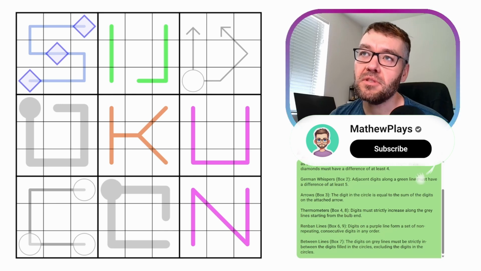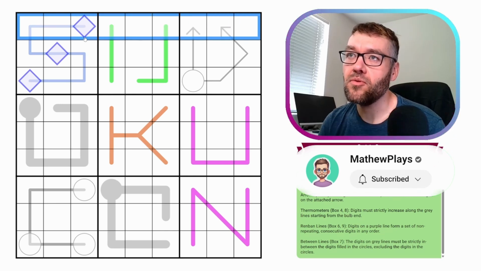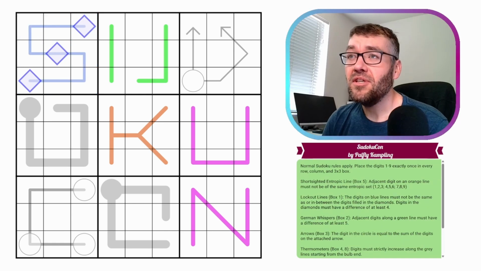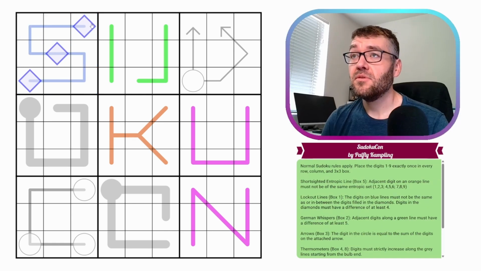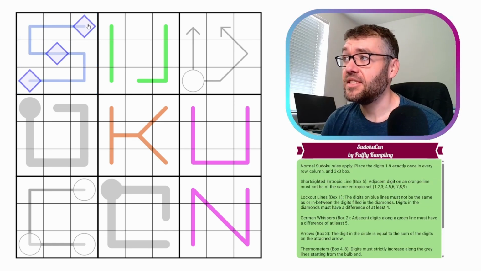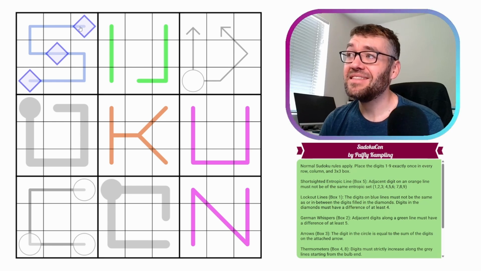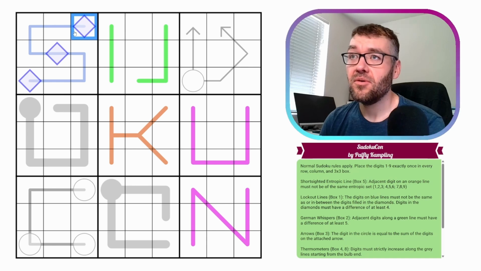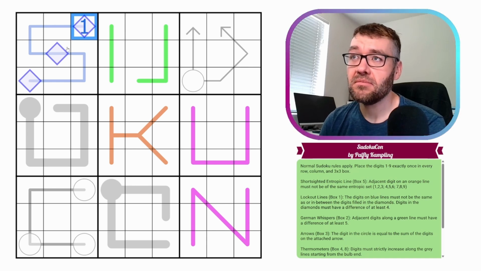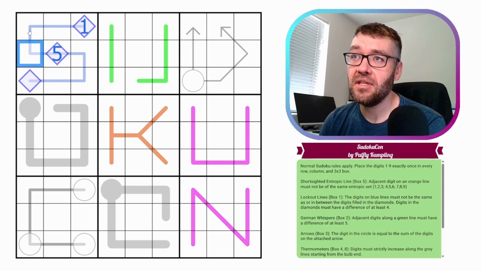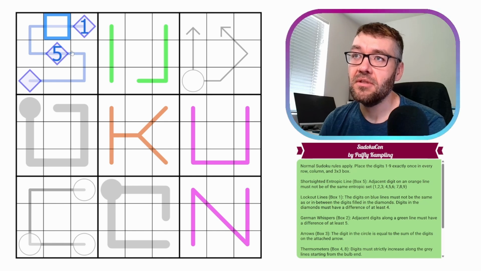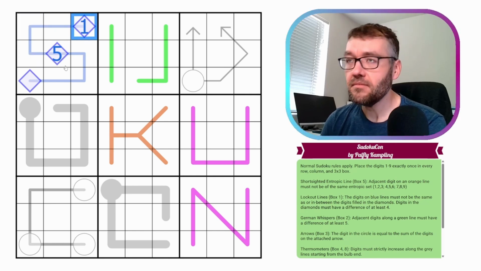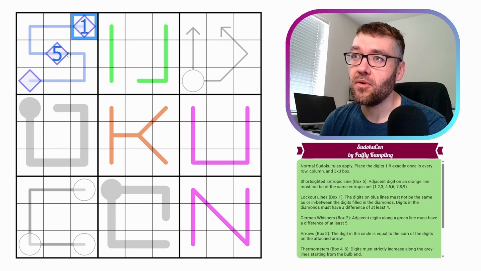Okay, in this puzzle we have normal 9x9 Sudoku rules where you have to place the numbers 1 through 9 in every row, column, and 3x3 box. We also have a lot of other rules in this puzzle. So in this first box we have lockout lines. The digits on the blue lines must not be the same as or in between the digits filled in the diamonds. So if this was a 1 and 5, these couldn't be from 2, 3, 4. They would have to be from 6, 7, 8, or 9, because they can't be in between the 1 or the 5.